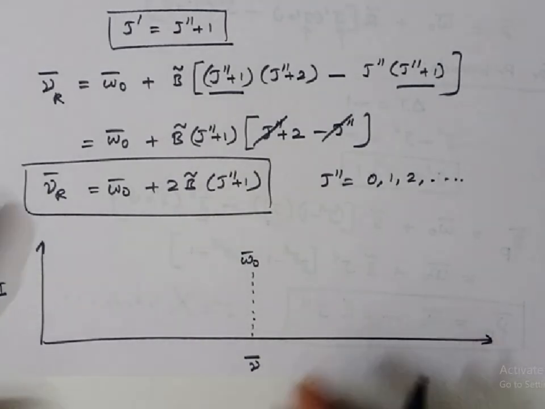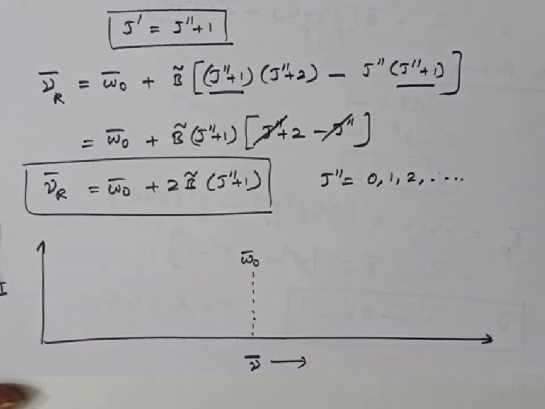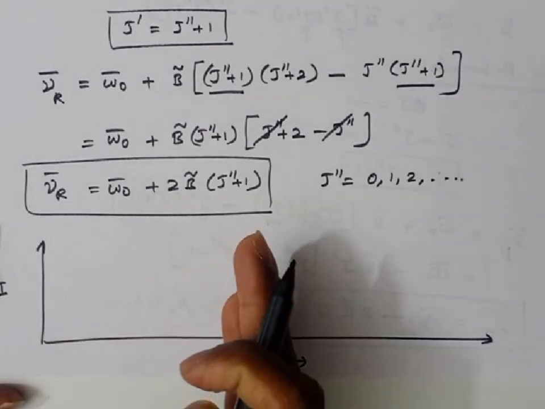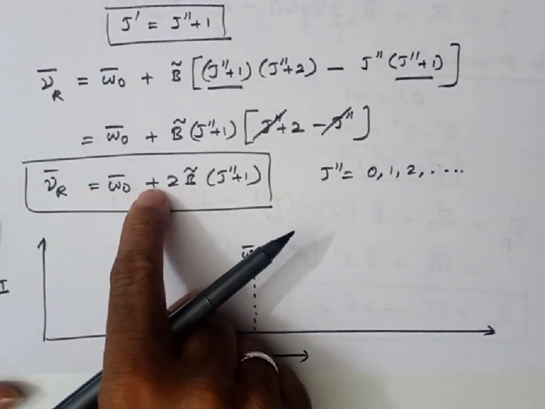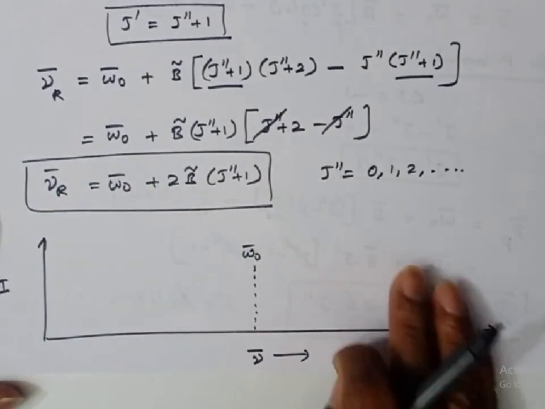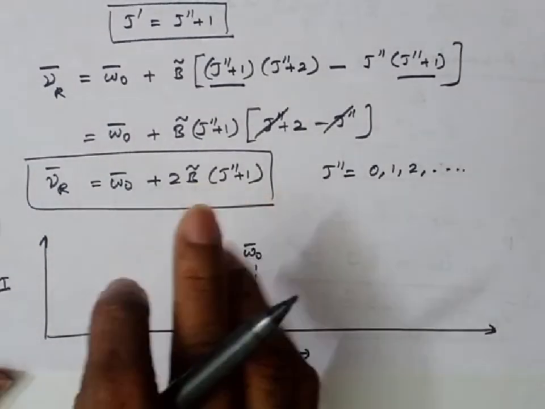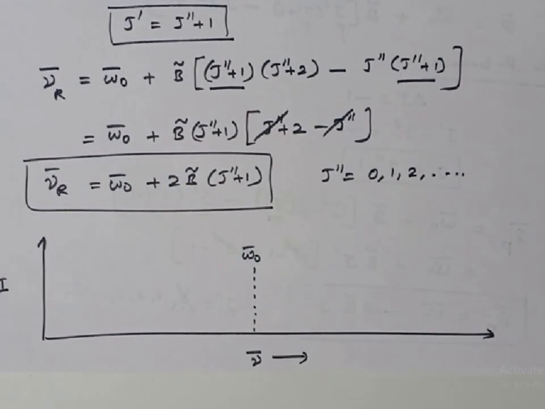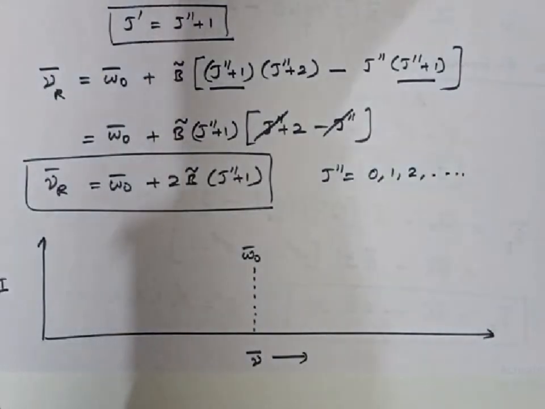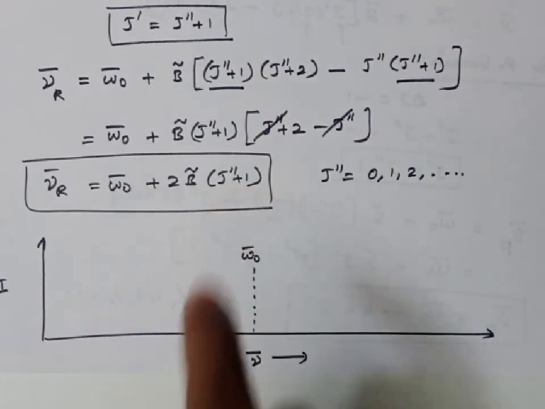Listen, P branch lines will appear in the lower frequency side of omega naught bar. See here, frequency increases from left to right. So P branch lines will appear in the lower frequency side, and R branch lines will appear in the higher frequency side. Now listen, students. At what frequency will the first R branch line appear? Just put J double prime 0 here. If you put J double prime 0, you'll get the first R branch line.